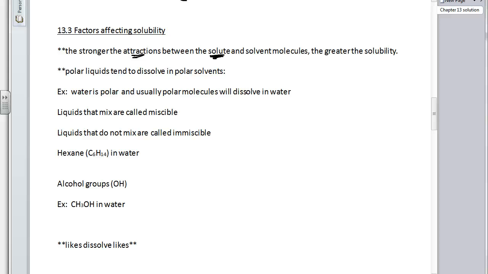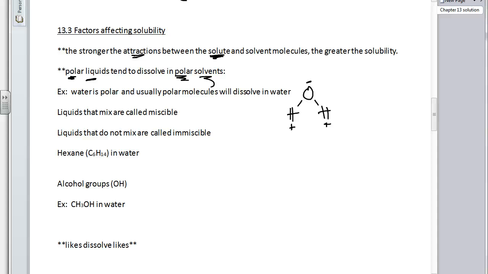We also know, and we talked about this in class, that polar liquids tend to dissolve in polar solvents. Water is polar, and polar molecules typically will dissolve in water. And we know polar molecules are polar because they have a dipole. Water, obviously, we've talked about it before. Water has this dipole, this slightly negative charge on the oxygen, slightly positive charge on each hydrogen, because oxygen is electronegative, and it pulls those electrons closer to it. And so what we're going to have is this force of attraction between that and another polar molecule.